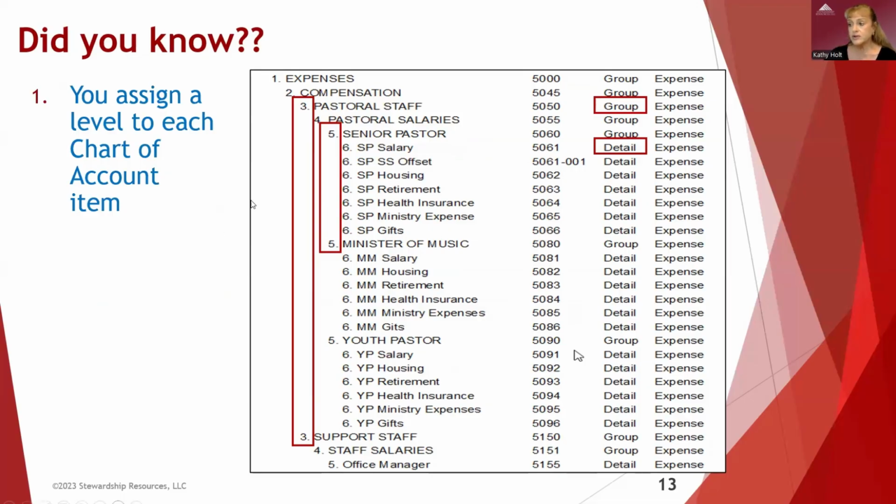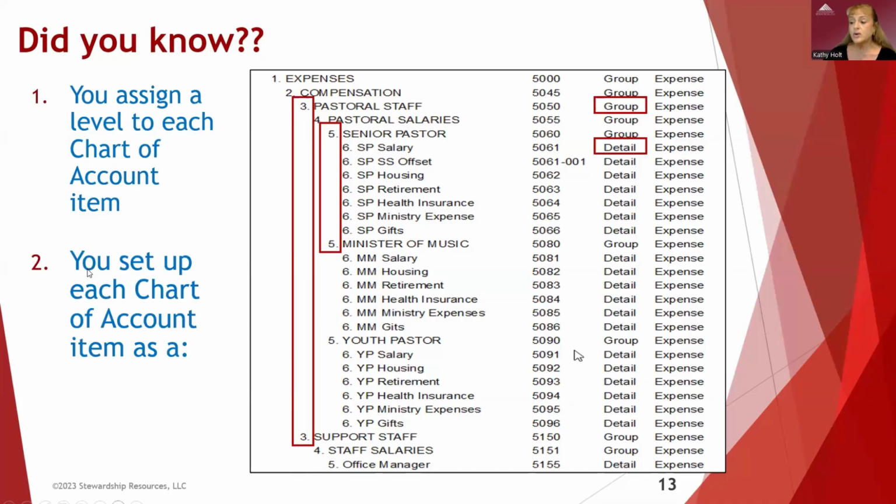Did you know that you can assign a level to each chart of account item? Now your levels are those numbers to the left, and that's going to determine your totals and subtotals. So for senior pastor, from this level 5 to this level 5 on your income and expense report, you're going to get a subtotal that says subtotal senior pastor. From this level 3 to the next level 3 on your income and expense report, you're going to get a subtotal that says subtotal pastoral staff.